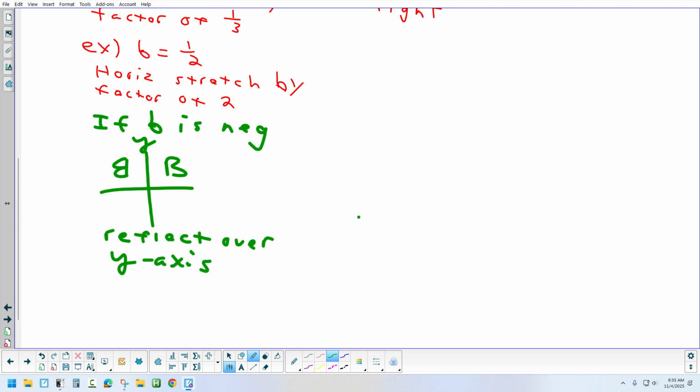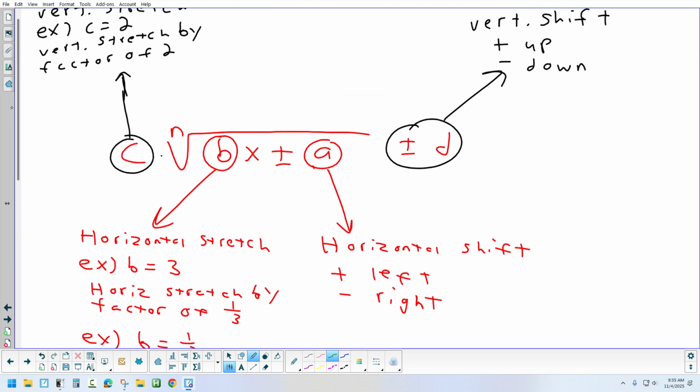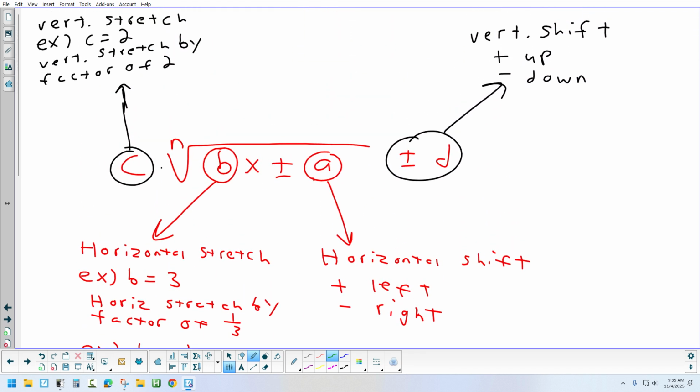So if B is negative, we're going to reflect over the y-axis. What do you think would happen if C is negative? Over the x-axis. Yep. So I'm just going to put if C is negative, reflect over x-axis. And the reason it's over the x-axis is because C is a vertical.